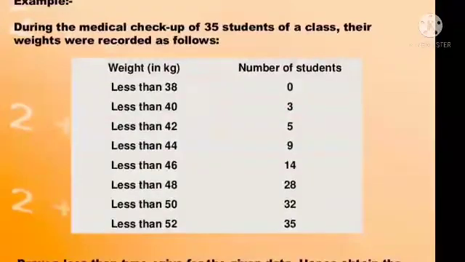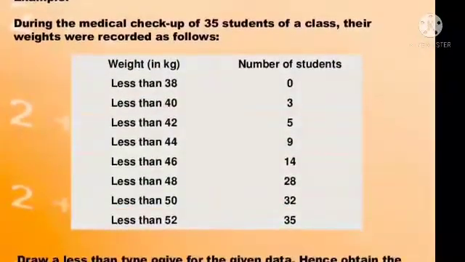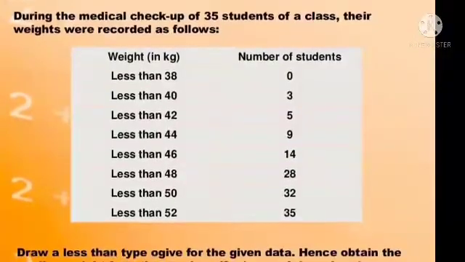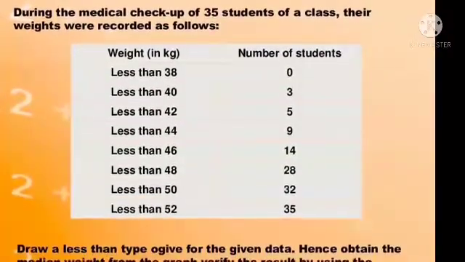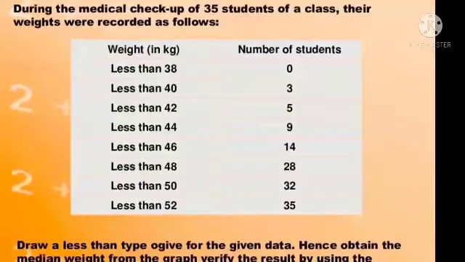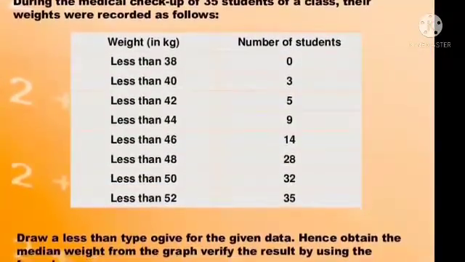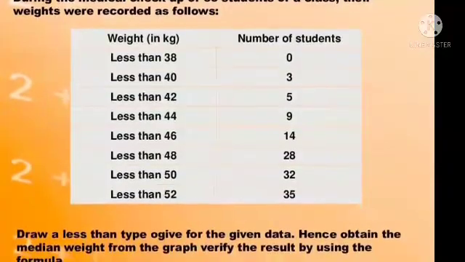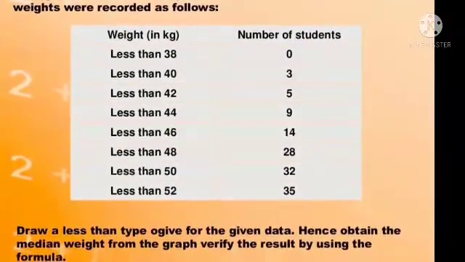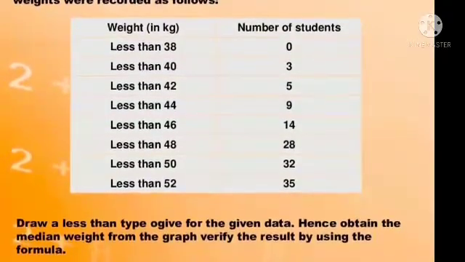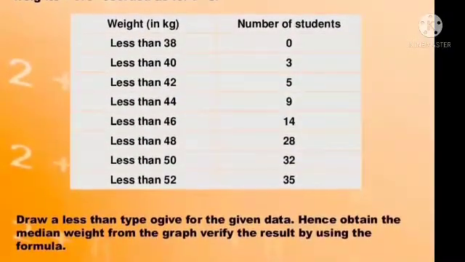Example: during medical checkup of 35 students of a class, their weights were recorded as follows. Draw a less than type Ogive for the given data. Hence, obtain the median weight from the graph. Verify the result by using the formula.